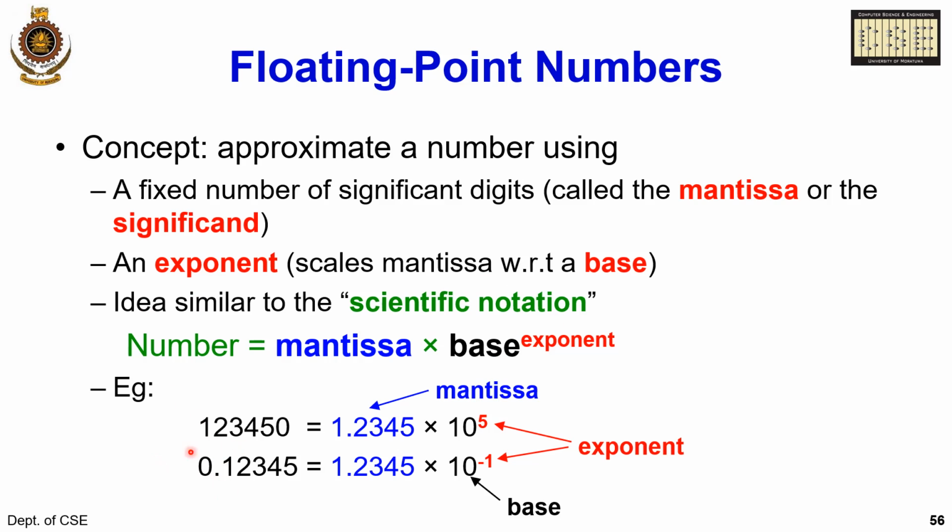For a number having decimal points, so 0.12345, we can write the mantissa 1.2345 times 10 to the power minus 1. The exponent is minus 1. So that's the idea. Here we have a fixed number of significant digits, that's the mantissa. That's how you use this kind of notation to approximate numbers so that we can write them in the floating point representation.